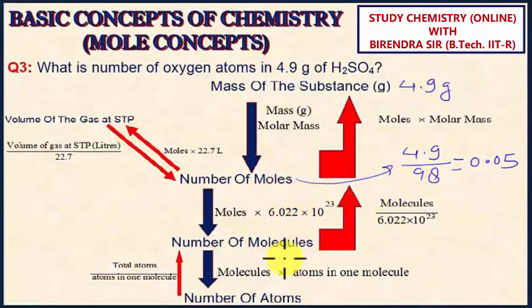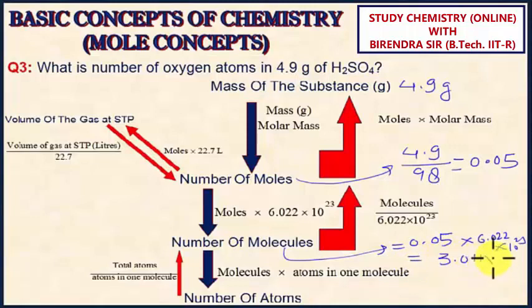And once I get the moles, I'll find the molecules by multiplying moles with Avogadro number, 6.022 into 10 raised to 23. And the value comes as 3.011 into 10 raised to 22. Now, what is the difference? In the previous question, I multiplied 7 with this number of molecules to get the total number of atoms, while here we have to find oxygen atoms, so I'll multiply this by 4 only.